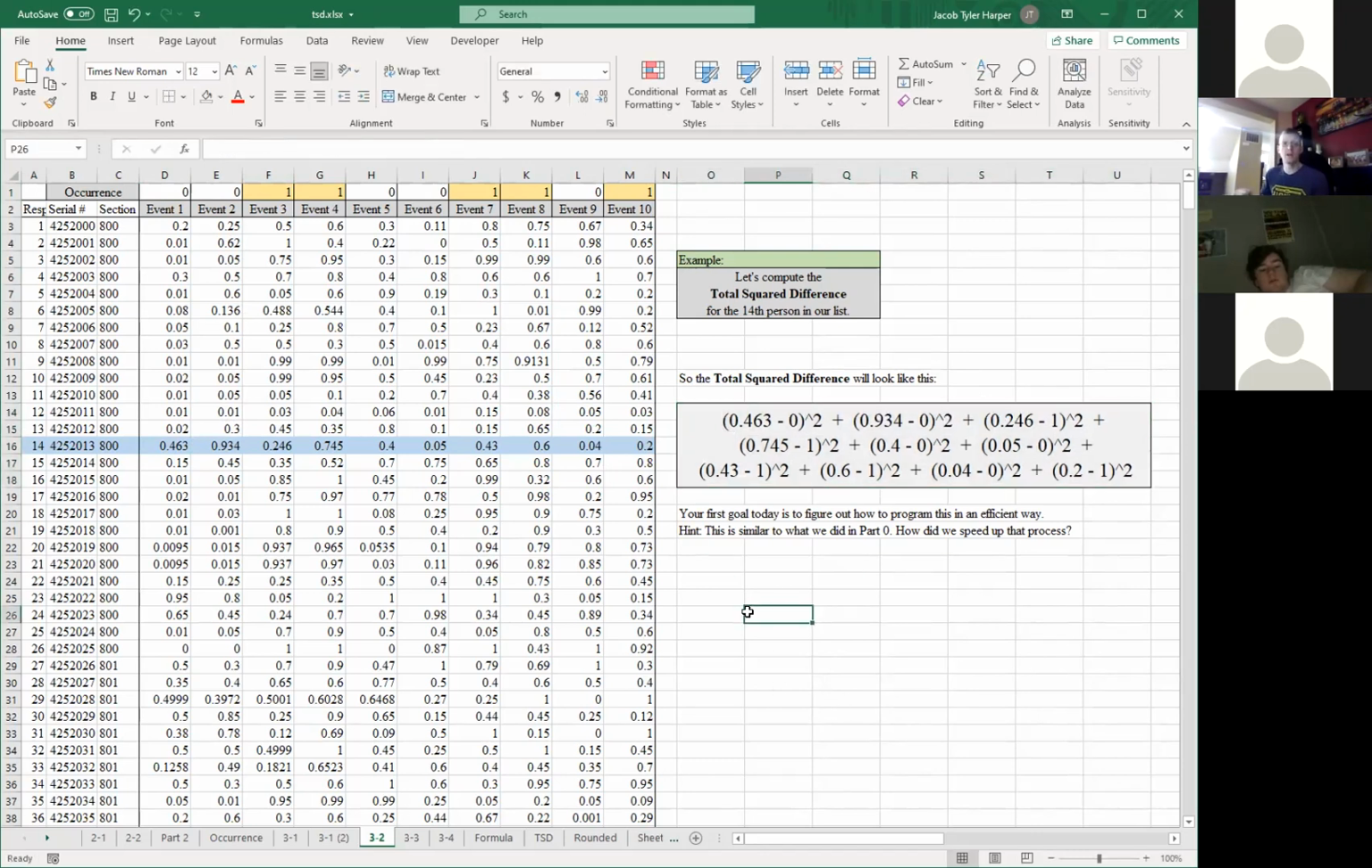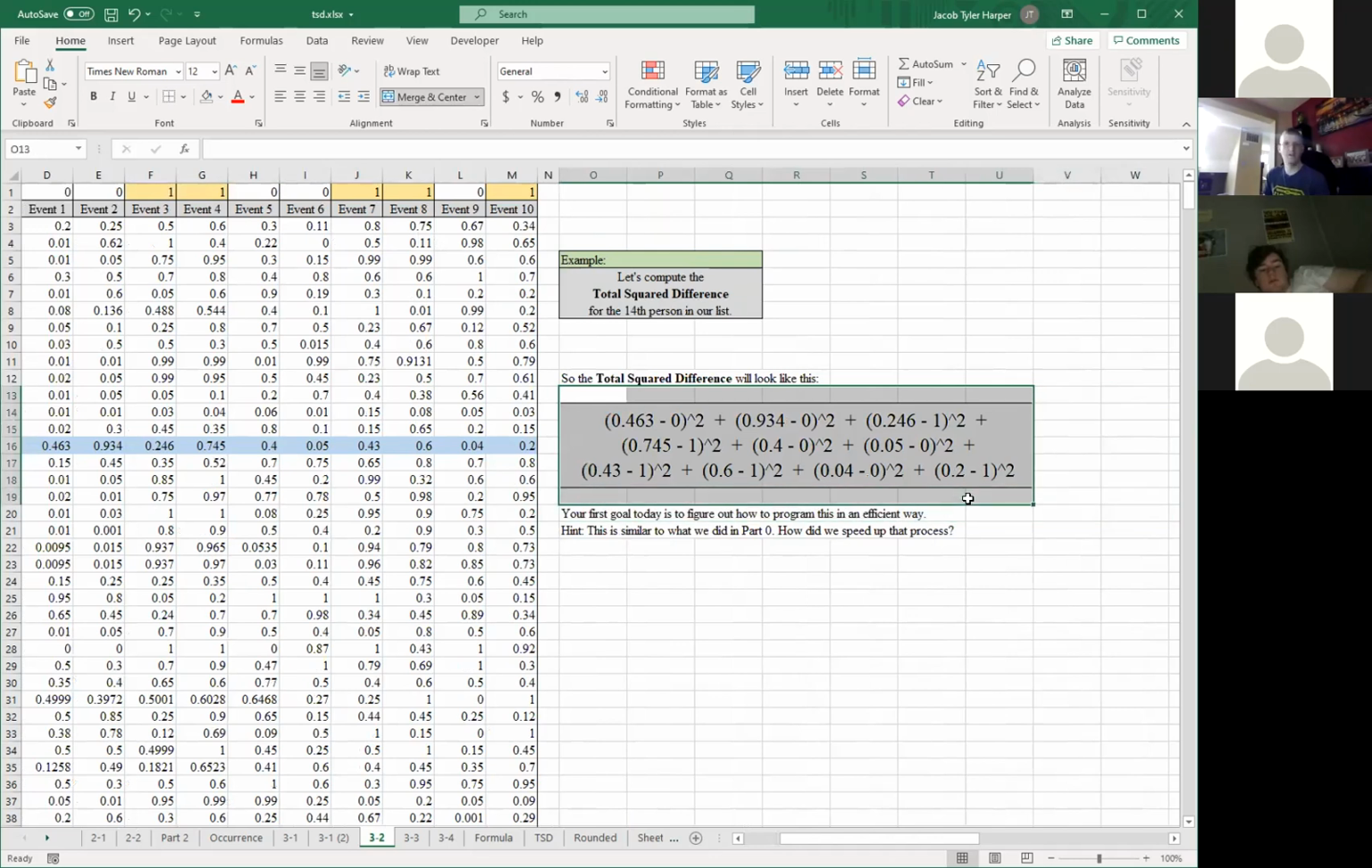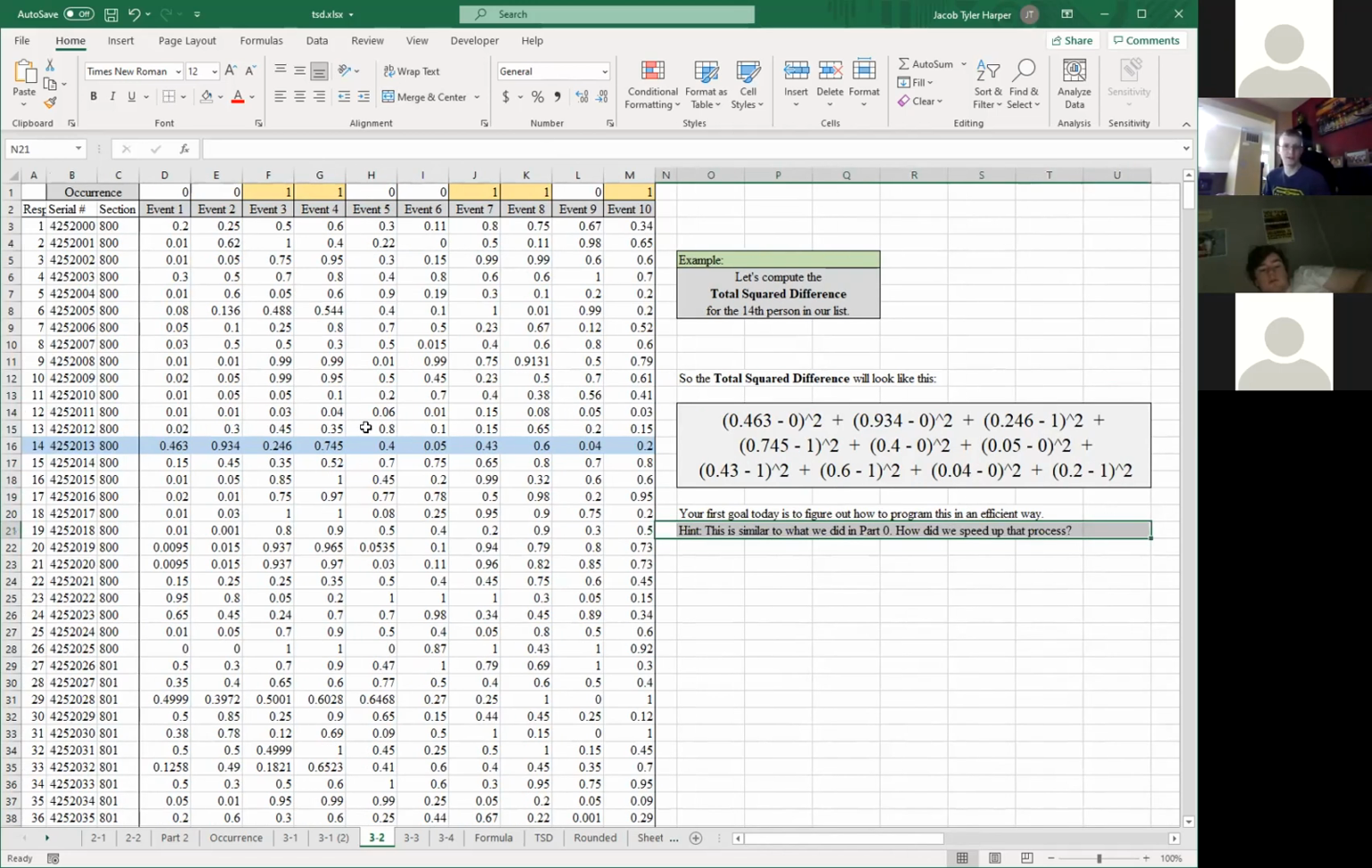Now, I want to compute this for everyone. So our first goal today is how can I do this efficiently, so you don't have to do this by hand. You want to utilize things like dragging. Here's a little hint, very similar to what we did in part 0. Remind yourself what we did there to speed up that process. And that's one of the first things you're going to add on this calculator, a giant column of total squared differences. At least that's the end goal. You might have some other columns before that, if they help.